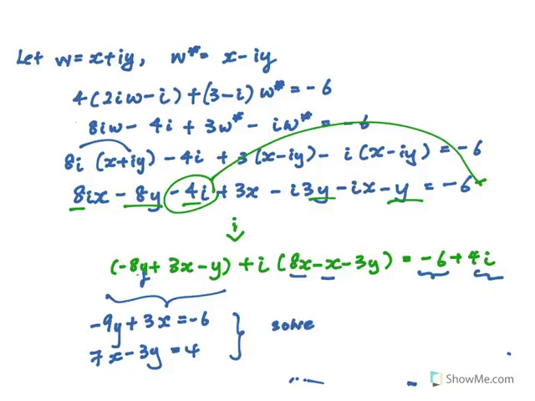All I need to do is solve simultaneously. I hope you can do this by yourself; I'm not going to show you. And then you should get x = 1, y = 1. Therefore, since w = x + iy, with x = 1 and y = 1, w = 1 + i.